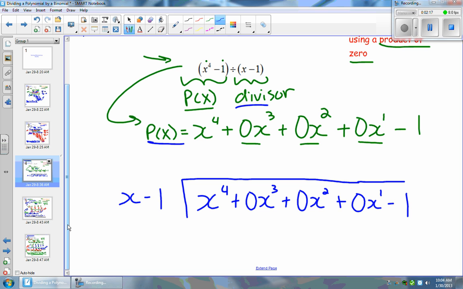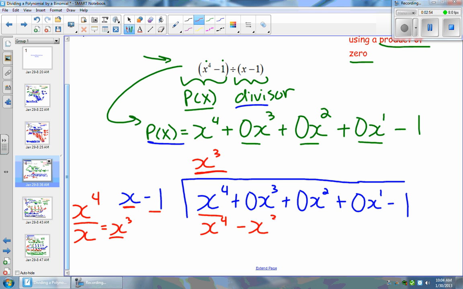So we need to find the first term of our quotient. To find the first term of our quotient, I'll do this on the side here. We have to go x to the power of 4, which is our first term of our polynomial, and you divide by x, which is the first term of our divisor. And we get an x cubed. And now that x cubed is the first term of our quotient. So let's go ahead and multiply. X cubed times x gives me x to the power of 4, right underneath just like that. X cubed times negative 1 gives me a negative x cubed.